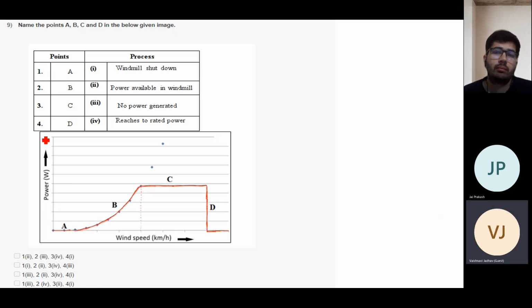Sir, option C. A is no power generated. B is power available in the windmill. C will be when it reaches the rated power, and D will be shut down.